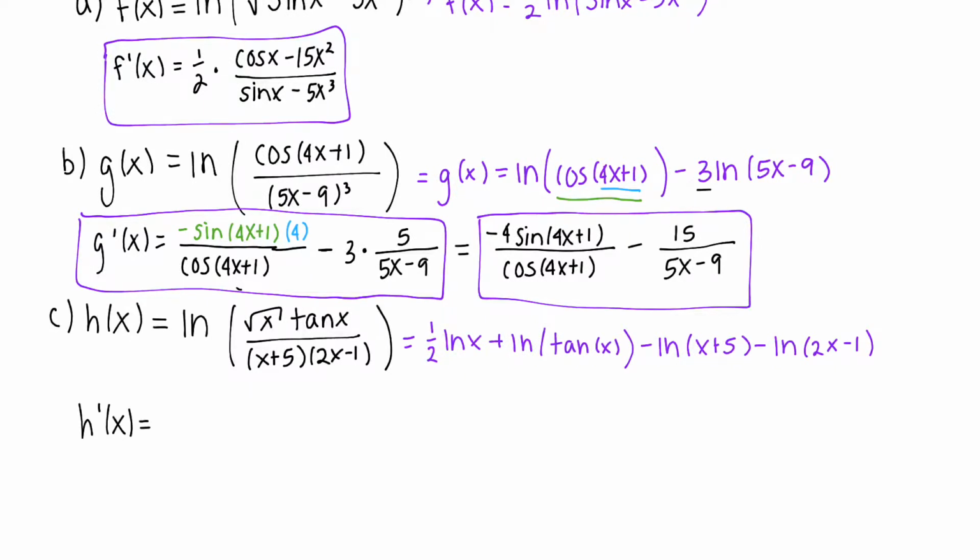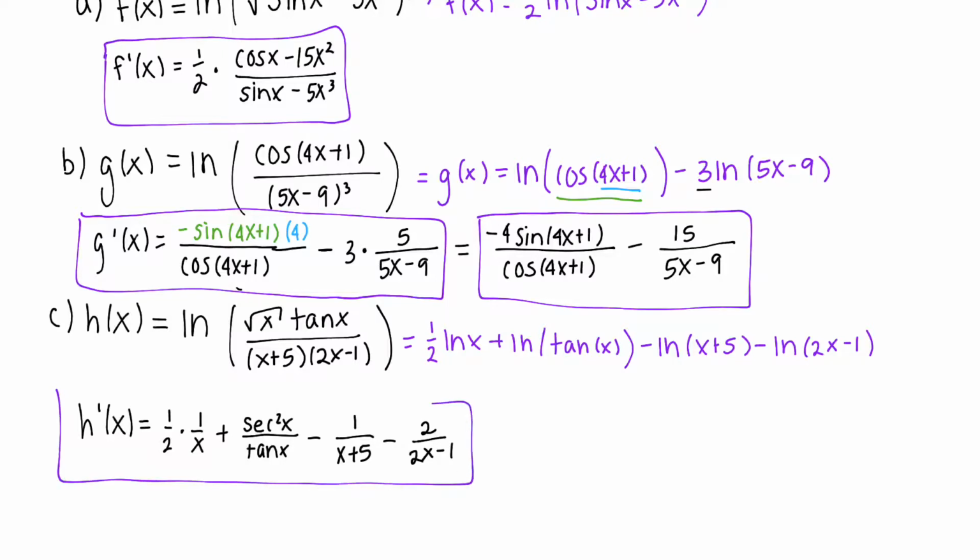So for the first one, the 1/2 stays, and then the derivative of ln x is 1 over x. Plus, the derivative of tangent is secant squared, and then the inside is tangent. Minus the derivative of x plus 5 is 1, so 1 over x plus 5, minus the derivative of 2x minus 1 is 2, over 2x minus 1. And that is the entire derivative.